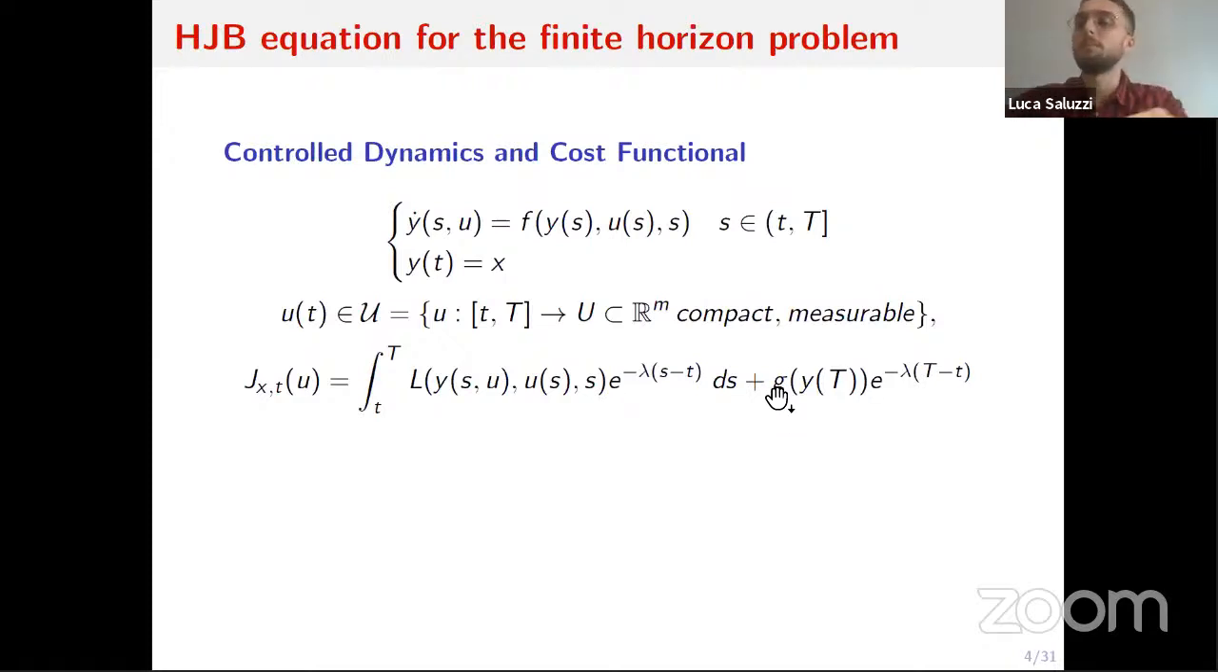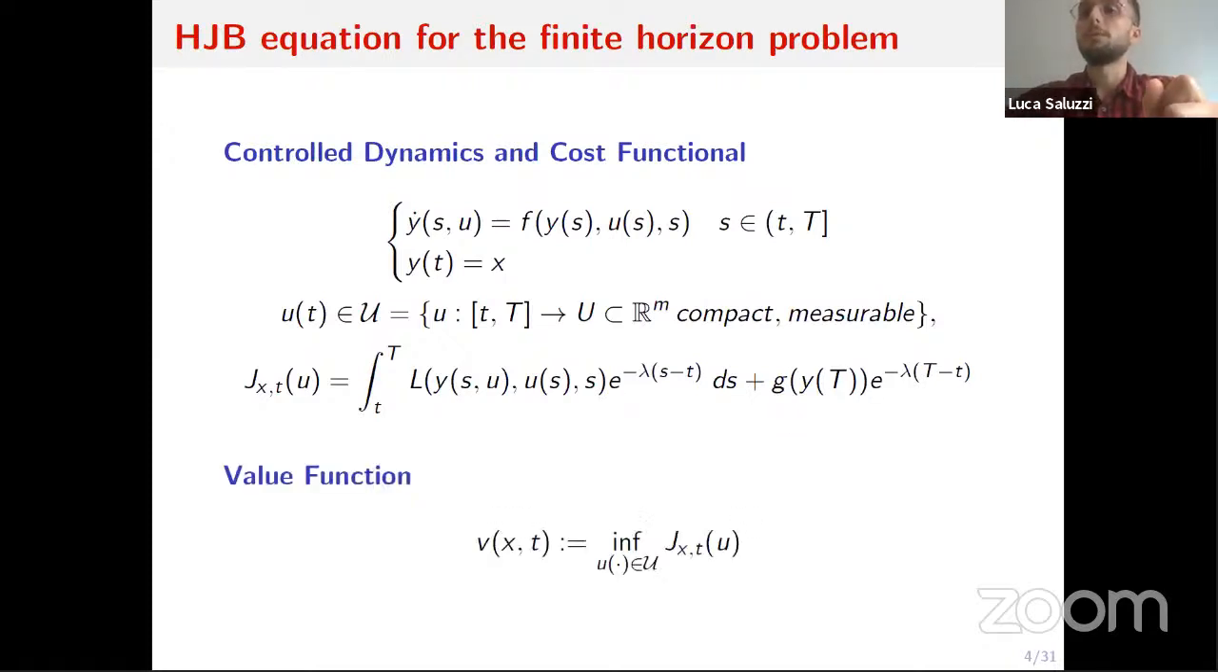Given this setting, what we want to do is minimize, so we consider the infimum among all the possible controls taken in this admissible set of the cost functional. We define this as the value function, which is a function of x, the initial condition, and t. It's time dependent since we are considering a finite horizon problem.